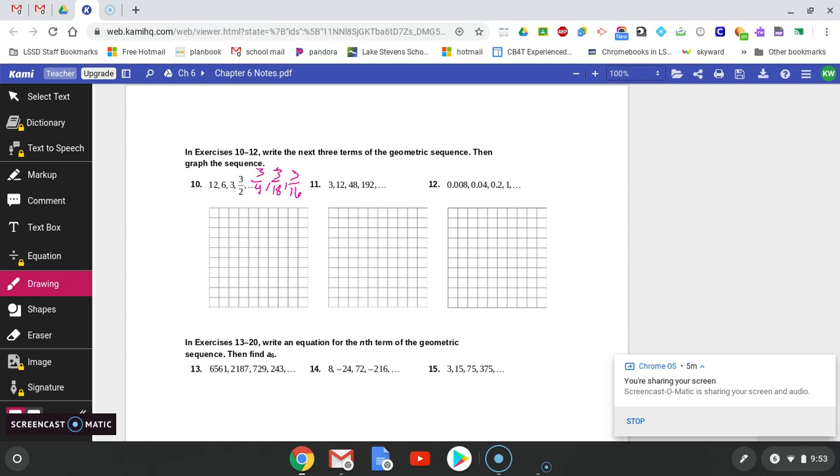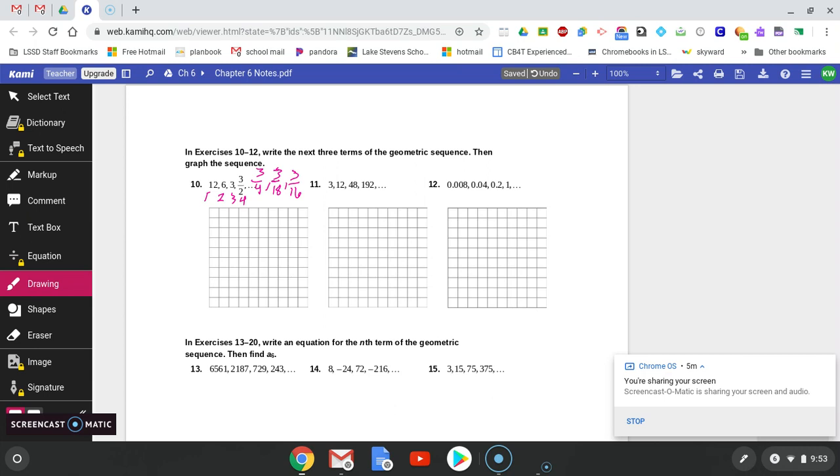And we talked about how to graph when we had our arithmetic sequences, and it's the same thing for geometric sequences. For both, we've talked about how it's an ordered list. So 12 is actually the first number in your list. 6 is the second number in your list. 3 is the third number in your list. 3/2 is the fourth number in your list. So you're going to actually have coordinate points.